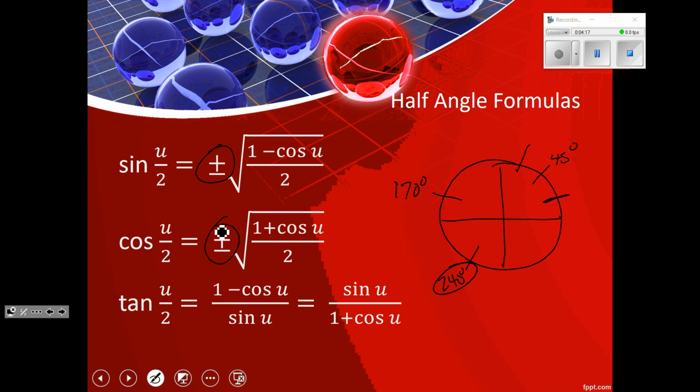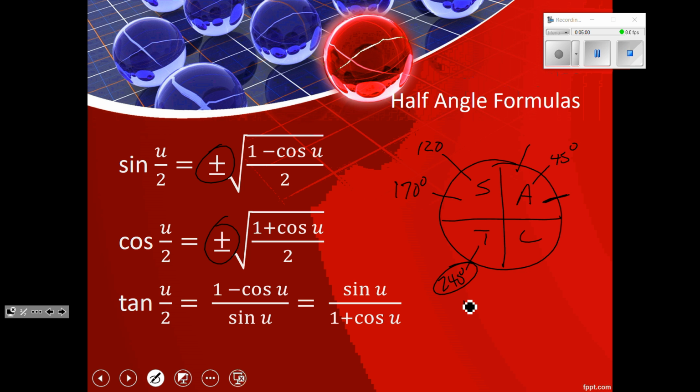Where's half of 240? 120. So you would end up in quadrant 2 in 120. And so we know all students take calculus. So if I'm finding the sine, what would I take? The positive. If I find the cosine, I would take negative. If I'm finding the tangent, it should work itself out, okay? Really, with the sine and the cosine, that's where you have to make that decision, okay? So do you understand? You're going to be using the double angle, I guess you would say, to find your final answer, which is going to be the half angle, and that's what your determination is, okay?